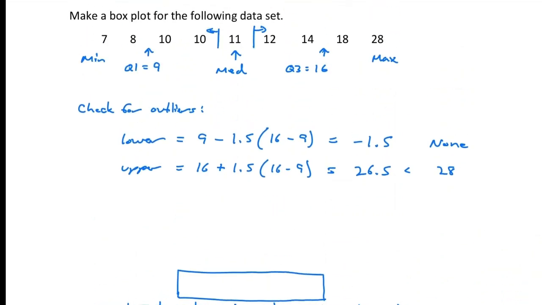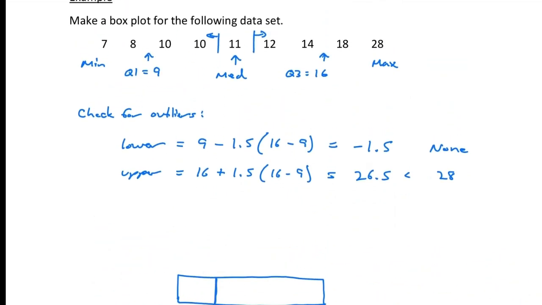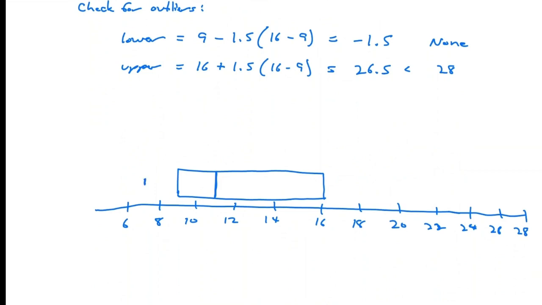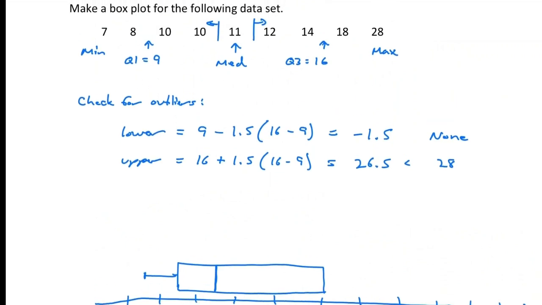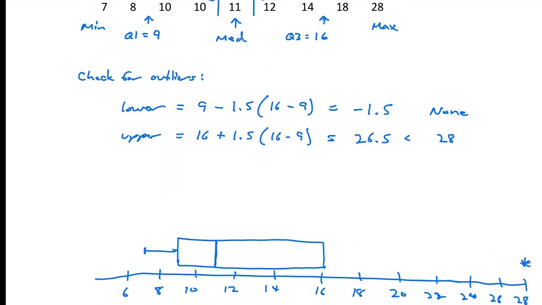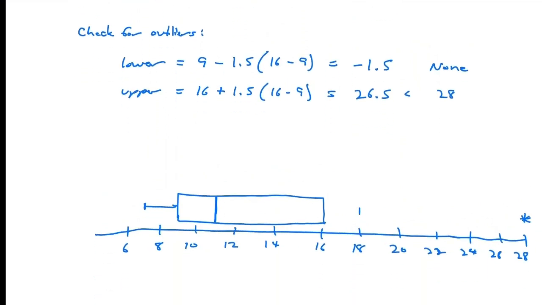And then our median is 11. So at 11, we're just going to draw a line right down through the box. Now on the low end, on the left side, again, 7 is our minimum. So at 7, we're going to have the end of our tail. And then on the high end, because 28 is an outlier, we're going to put an asterisk there. And then again, as I mentioned earlier, we'll stop at 18. So at 18, we're going to stop that upper tail. So that's what our box plot looks like.